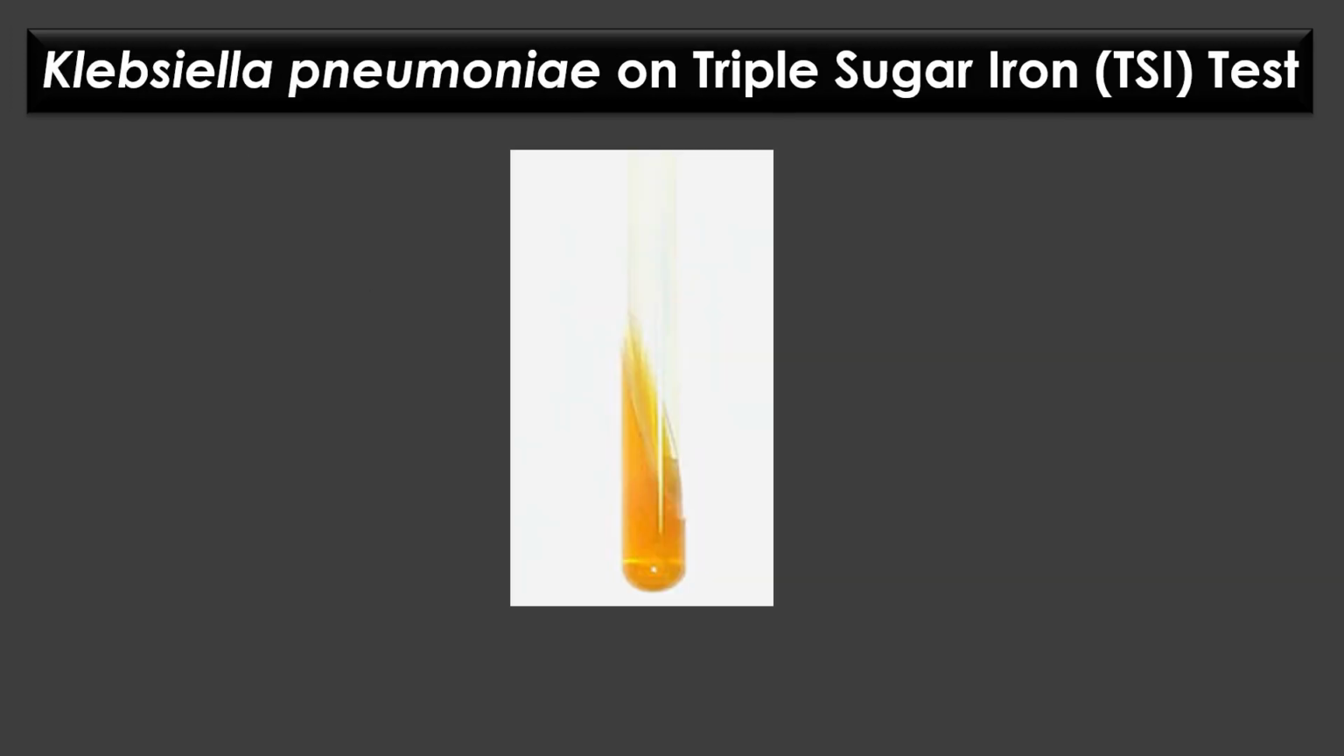This image shows the Klebsiella pneumoniae on triple sugar iron slant, and here acid butt, acid slant, no gas and no H2S. The TSI of Klebsiella pneumoniae looks similar to the E. coli TSI slant, but the only difference is that gas formation is observed in the TSI of E. coli, but here no gas formation is observed.